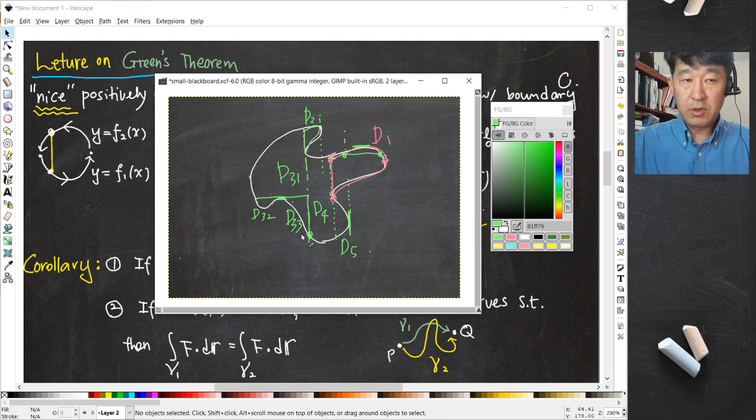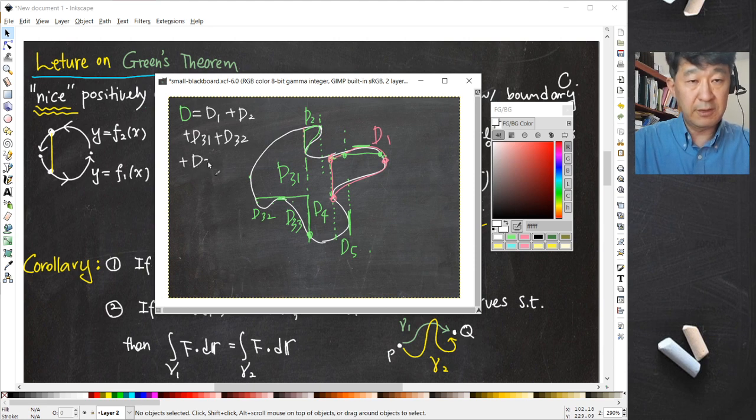Now, you can do the whole thing. This is the thing that we can write into, call it D, this entire boundary curve, as a sum of all these things: D1, and there's a D2, and there's D3-1 and D3-2 and D3-3, plus D4 and plus D5. And at this point, I want you to look at this plus symbol as a union.